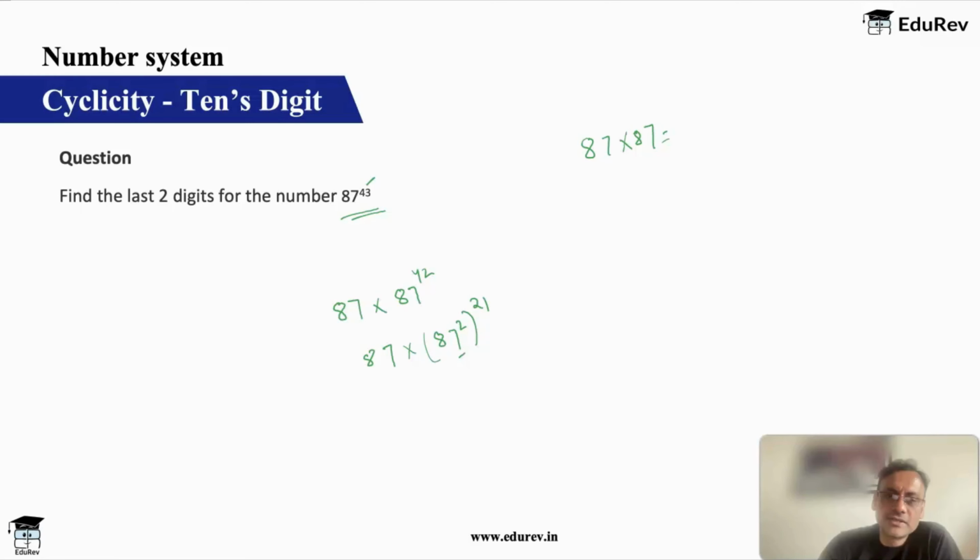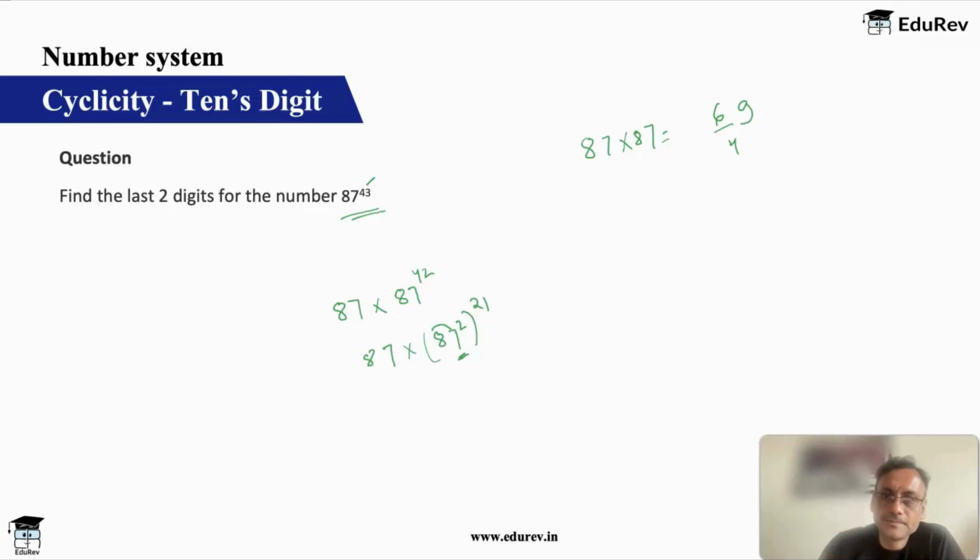The first digit is the square of 7, which is 49. So 9 and 4 carry. And the second digit, because it's a square, is 8 into 7 and again 8 into 7. So basically multiply the 2 digits and double them. 8 into 7 is 56. Double of 56 is 112. 112 plus 4 is 116. So you'll get 6. That is what you'll get as the last 2 digits.